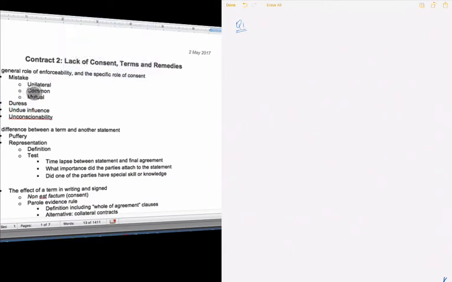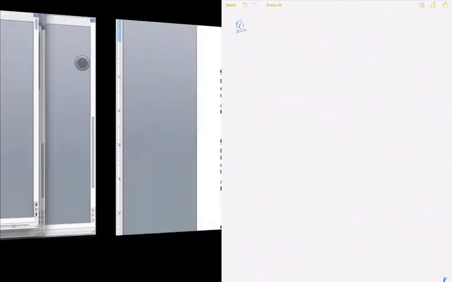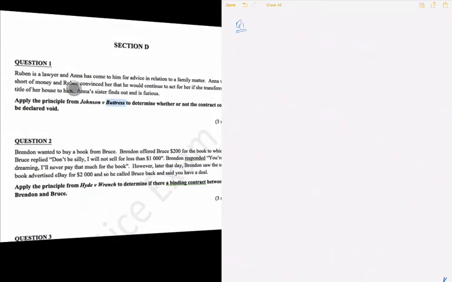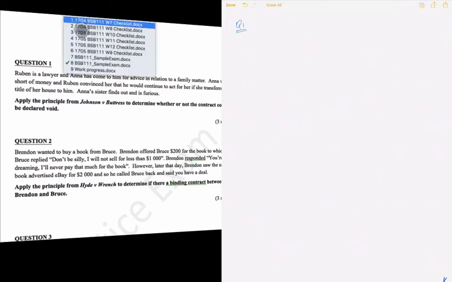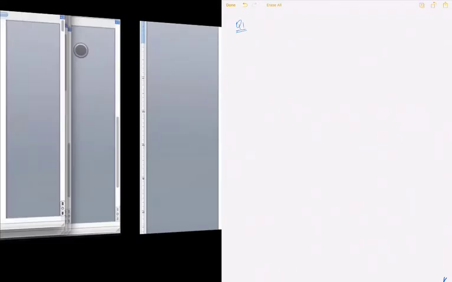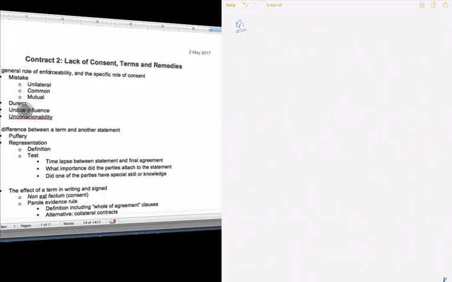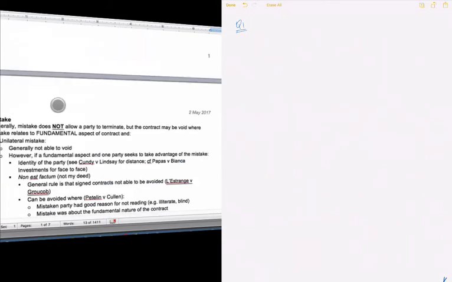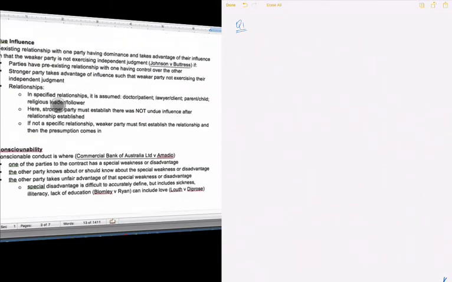So we've got to think about this problem and say, is there any mistake, duress, undue influence, or unconscionability? Well, there doesn't appear to be a mistake. If we think about the particular problem that we're dealing with, it doesn't look like there's any mistake by Anna here. It actually looks like Ruben's doing something that's influencing her. Okay, so it's probably going to be in either duress, undue influence, or unconscionability.